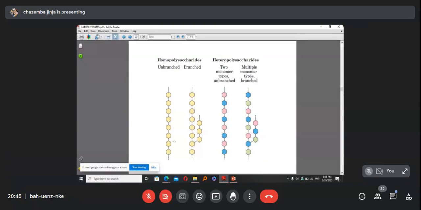The other one we can look at is the heteropolysaccharide, which has two or multiple different monomers. As you can see, for the linear one, we have only two colors, which signify that there are two different monomer subunits making up that polysaccharide. Then we have the branched one, which has 3 different monosaccharides. So we have homopolysaccharides made from 1 repeating unit, as well as heteropolysaccharides made from multiple repeating units. Those are the 2 classifications you can find polysaccharides in.